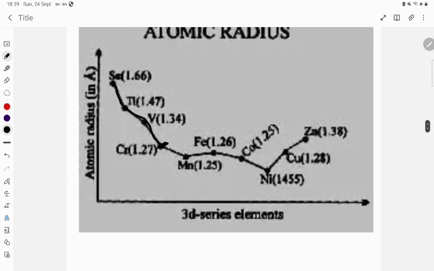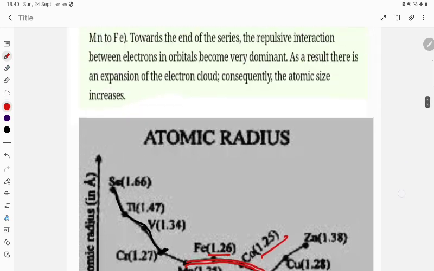So it is going to be a little bit constant here from chromium. Here you see these are quite constant, student: 1.25, 1.26, 1.25. Okay, they are quite constant.